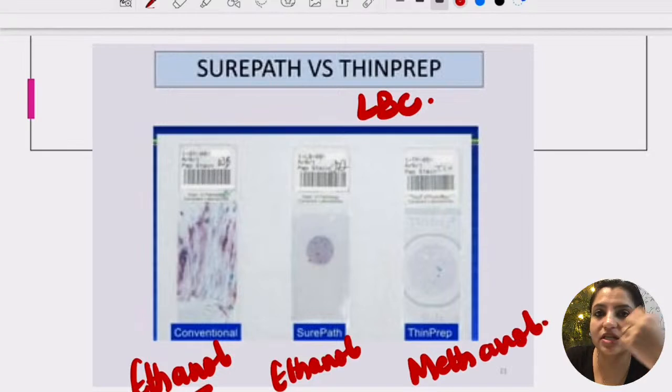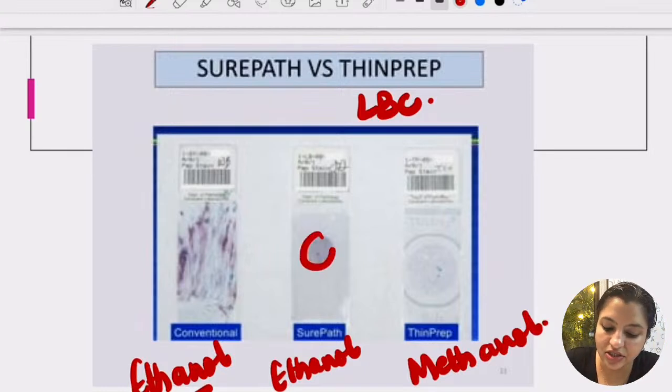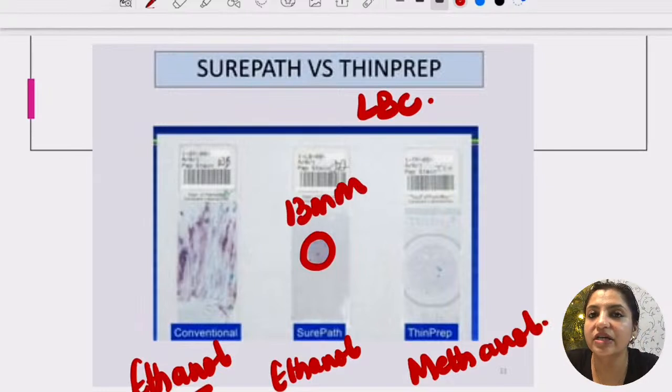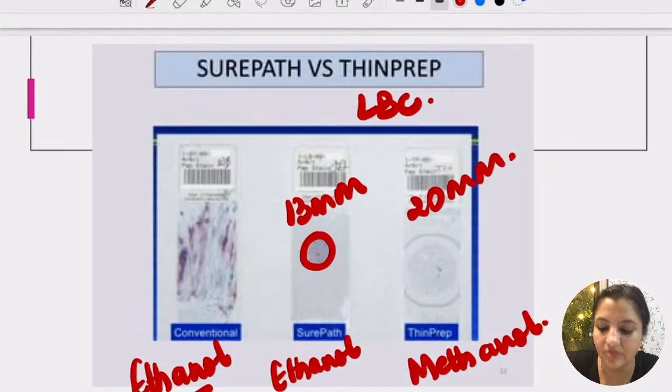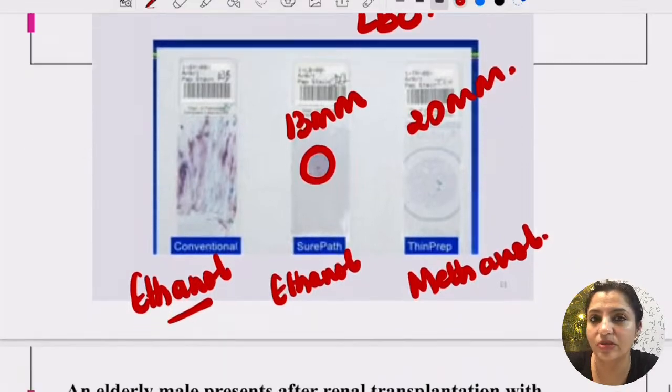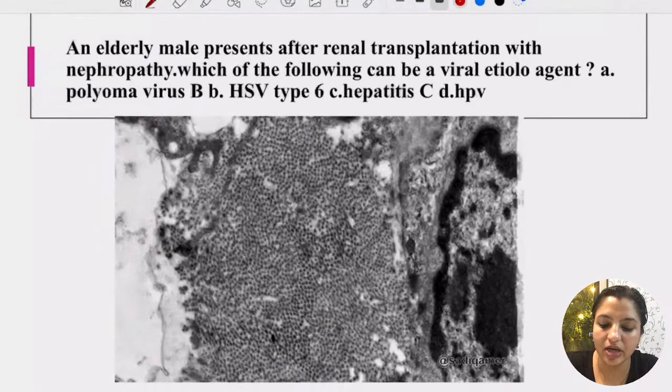Apart from that, you always have to remember the circle size. With SurePath, the circle is usually small, so you'll be sure, because you'll screen everything. The size here is 13 millimeter, whereas thin means very thin. So the size will be approximately 20 millimeter; the circle will be a little bigger, but it will be very thin. So the circle size you should always remember. SurePath means a smaller circle, that is 13 mm. Then you'll be able to screen it better. Okay, coming to the next question.